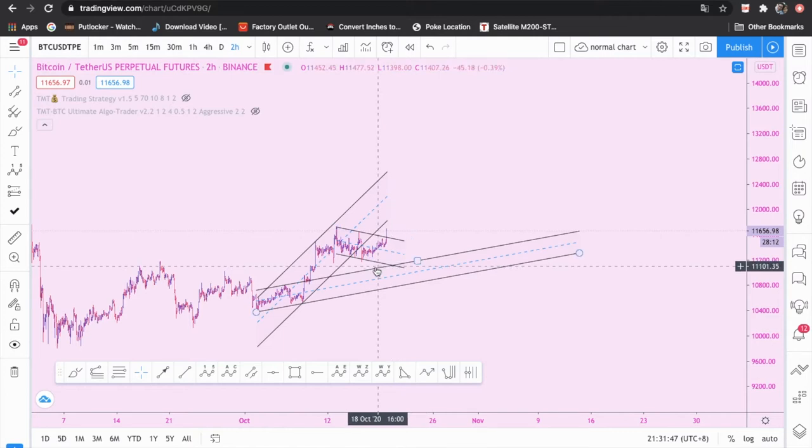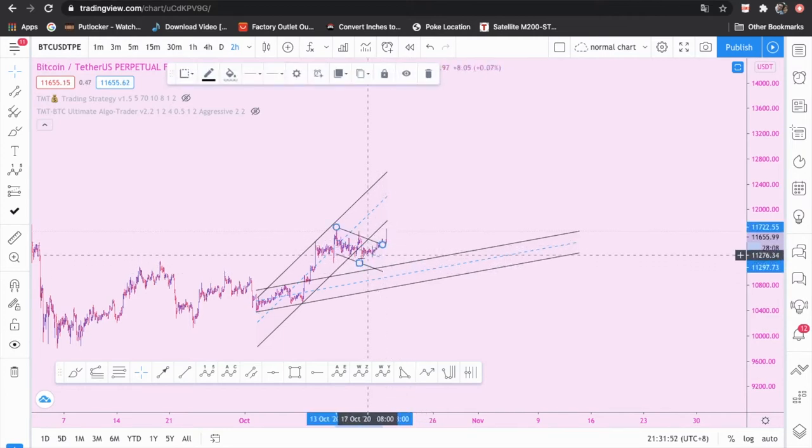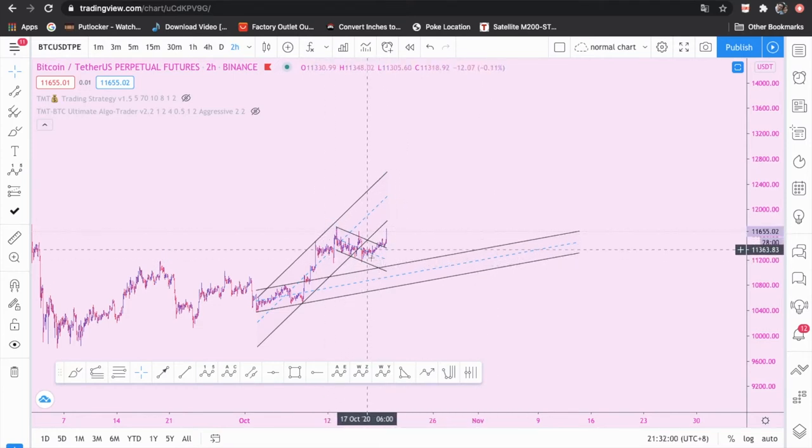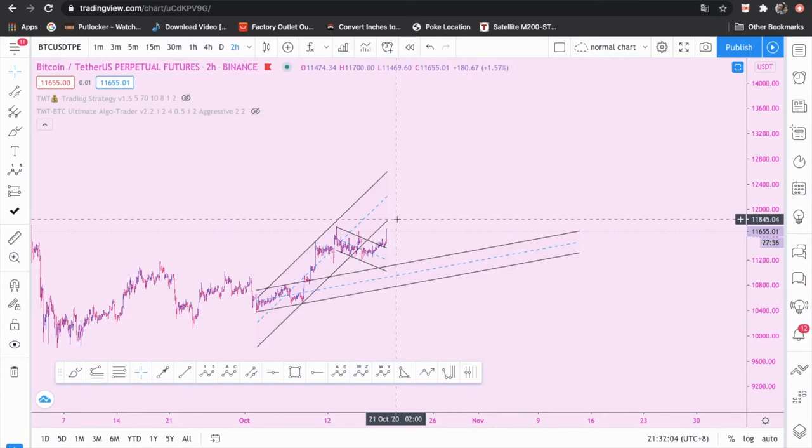Or maybe tag the base channel like that. But eventually, there's many ways to pull the bull flag as well. It could be like that as well. So technically, bull flag broken, retested here, and pumped.